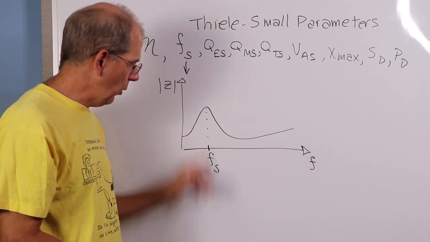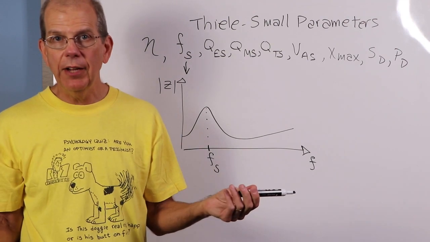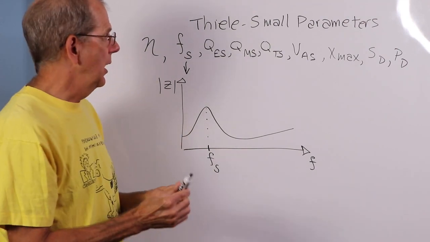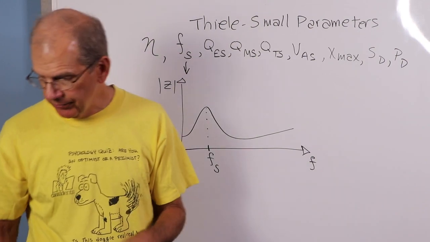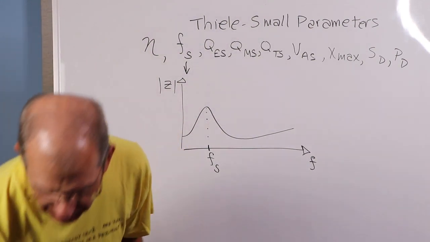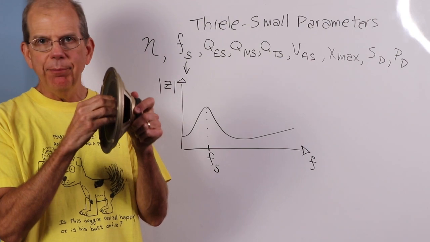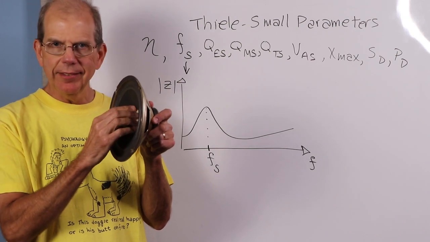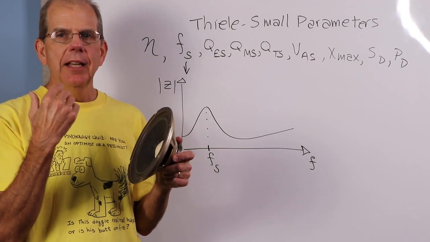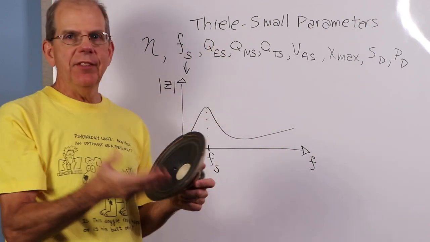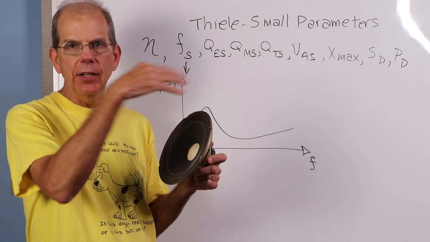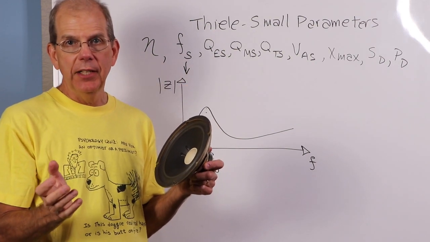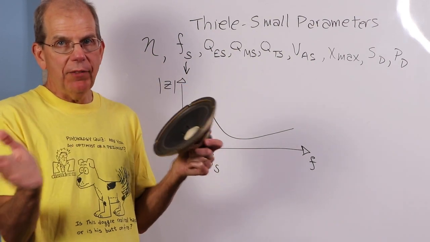So that's where you would find your Fs, okay? Some of these other ones, like VAS, the acoustic compliance equivalent, basically what you're asking is, this thing has a springiness to it, okay? And VAS is basically the equivalent amount of springiness that you would get in air in a closed box, a sealed box, right? So whatever that works out to.